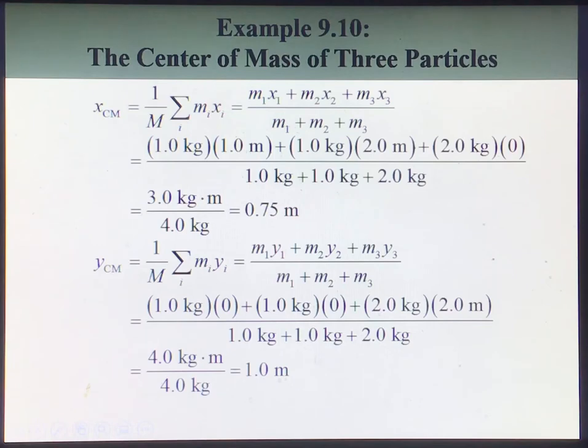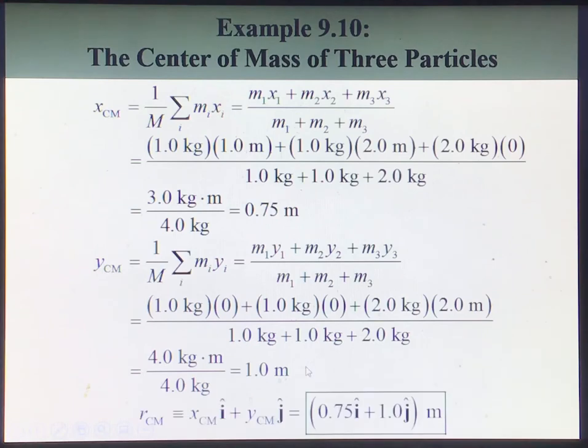meters. So again, this is an example where we have 3 particles. So the x center of mass is 0.75, the y center of mass is 1.0. And so we can write the position vector of the center of mass using this equation right here. It's just 0.75i plus 1.0j meters.